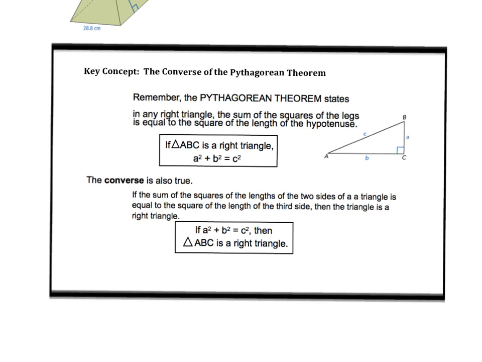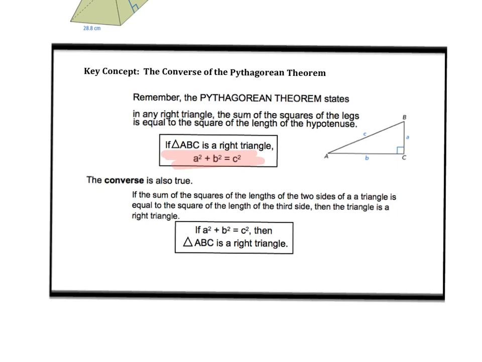Hopefully through the simulation you realized this right here, that a squared plus b squared equals c squared if and only if the triangle is a right triangle. If a squared plus b squared is not equal to c squared, then it's not a right triangle. If a squared plus b squared is greater than c squared, it's going to be an acute triangle, and if it's less than c squared, it's an obtuse triangle.